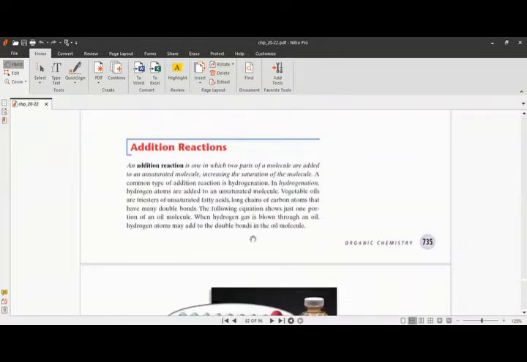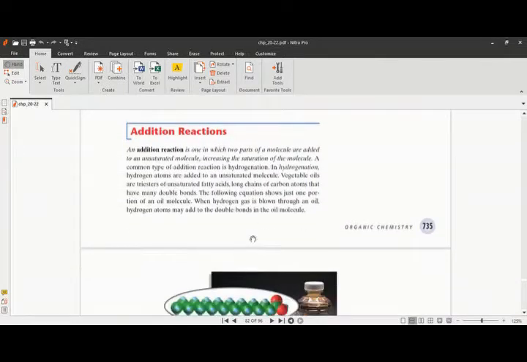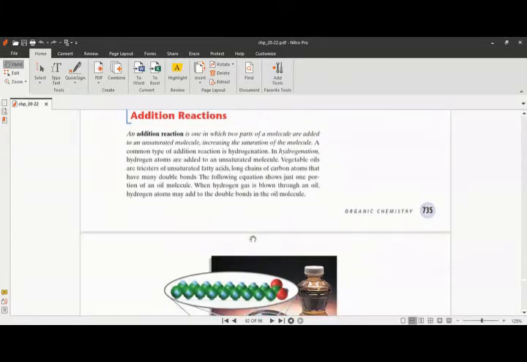Then we talked about the addition reactions. The meaning of addition reaction is that you add atoms to an unsaturated molecule, increasing the saturation of this molecule. That's why it doesn't happen in the alkanes. It occurs in alkenes and alkynes. Why? Because the alkanes are saturated while the alkenes and alkynes are unsaturated.